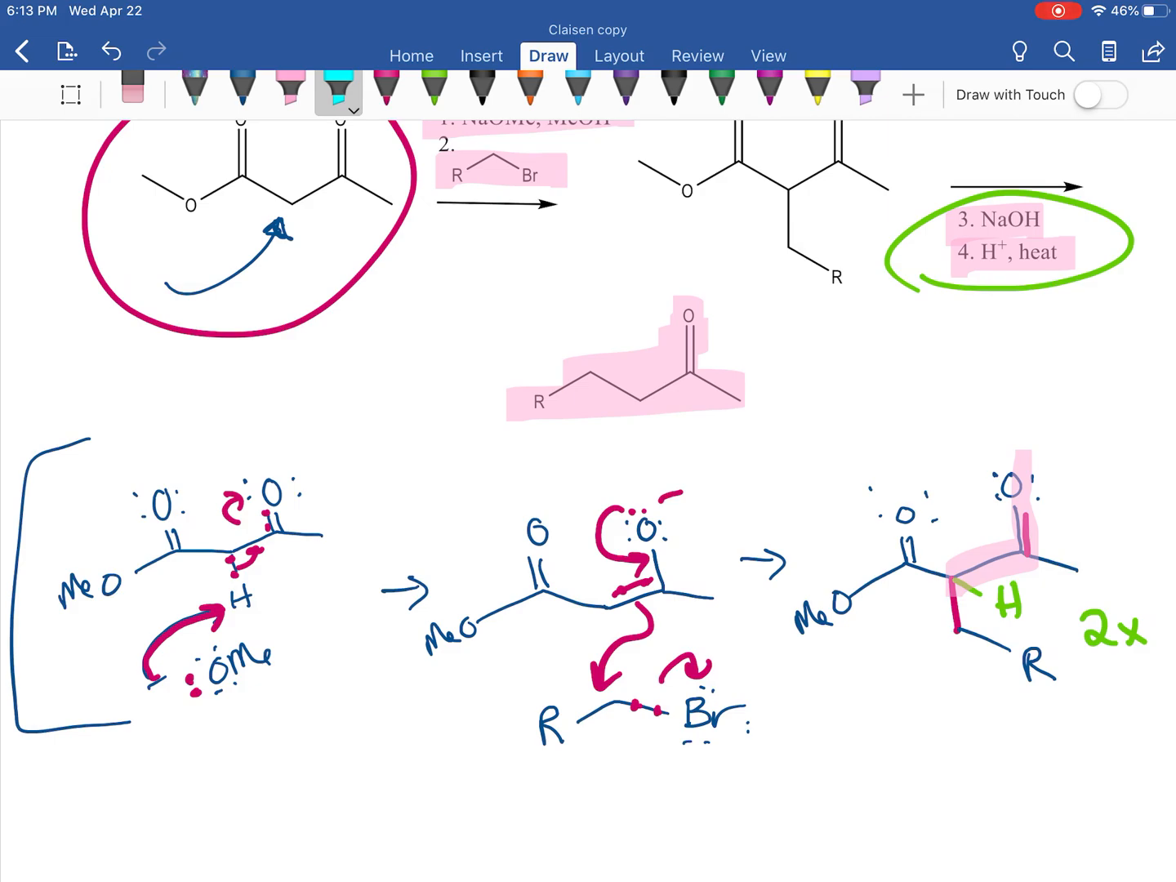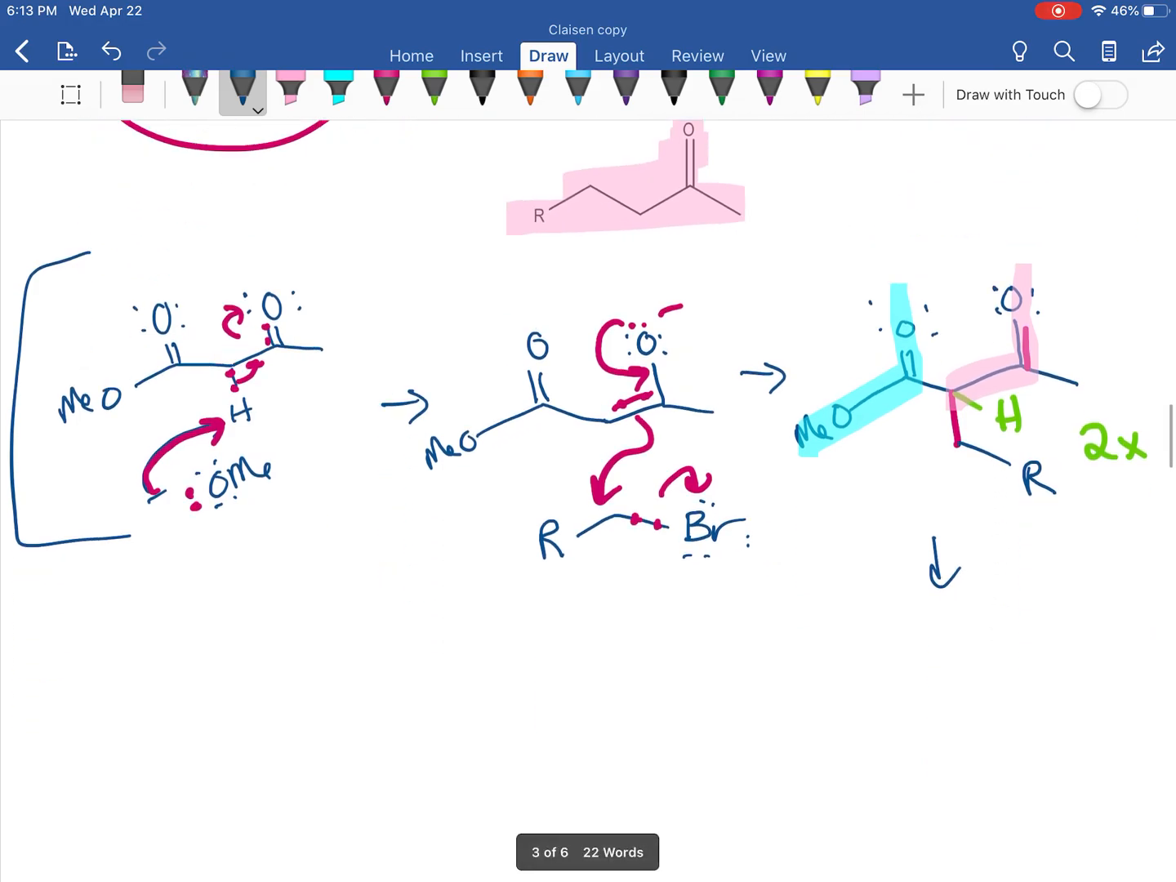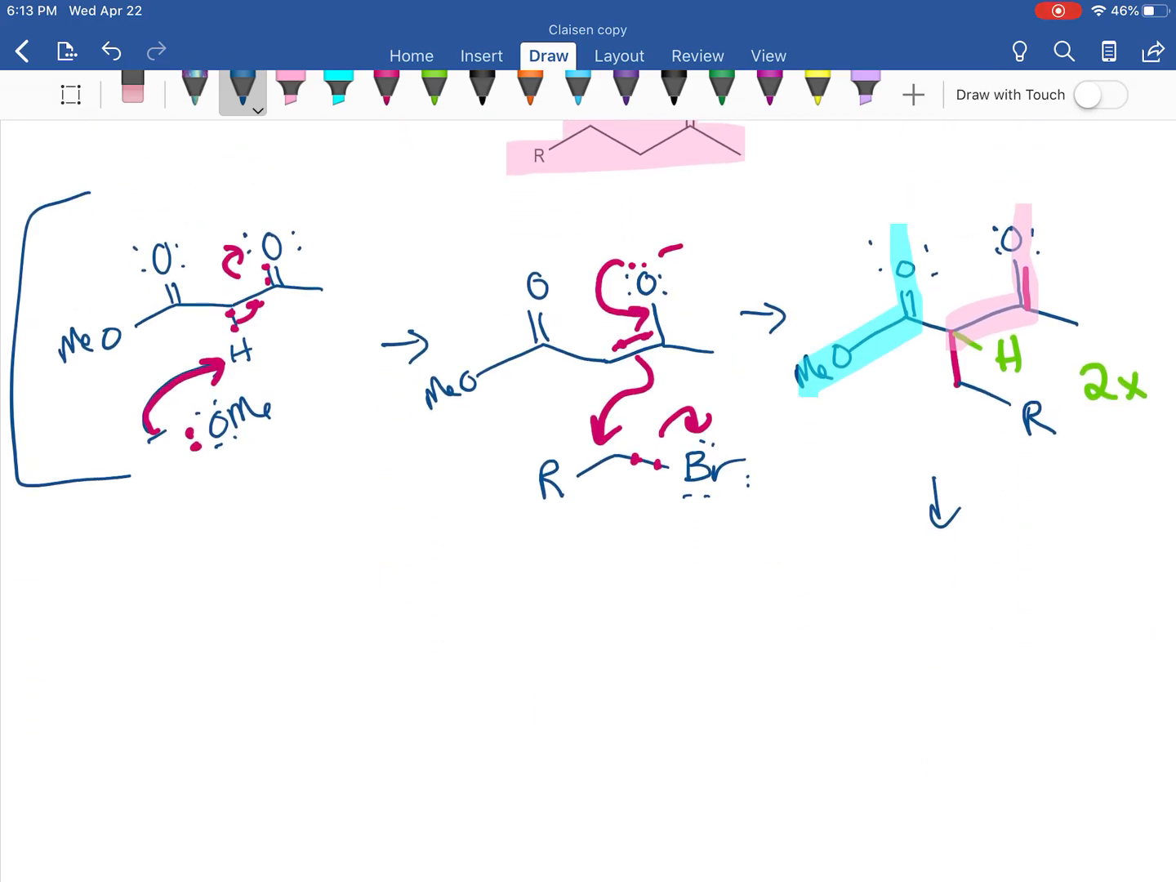And then now what part do you lose? Oh, I erased my whole oxygen there. If we're about to add sodium hydroxide and then a little bit of heat and acid, we're about to lose that chunk as carbon dioxide. So let's go ahead and draw that. Let's be productive on adding sodium hydroxide.